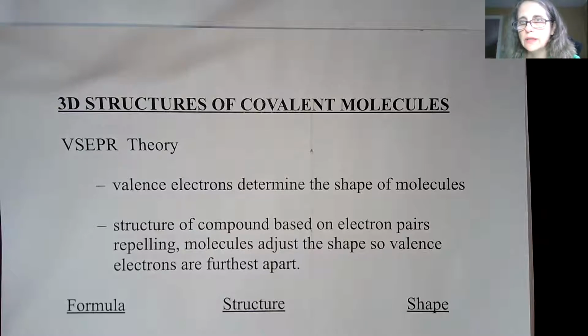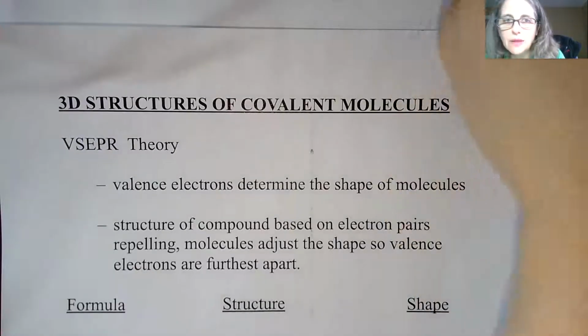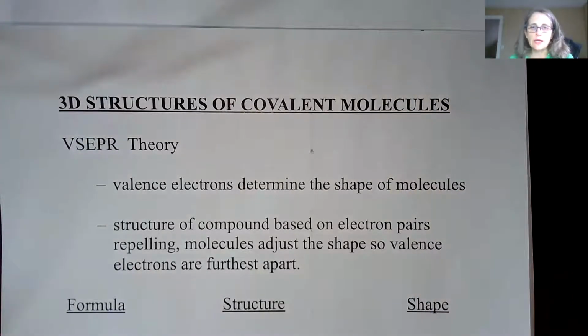What you need to know is valence electrons determine the shape of the molecules. These outermost, highest energy level electrons determine how the bonds orient themselves. The structure is based on these pairs repelling because they're all negative, so they don't want to be by anybody else. They're going to try to get as far apart as possible, so it spreads them out as much as possible.